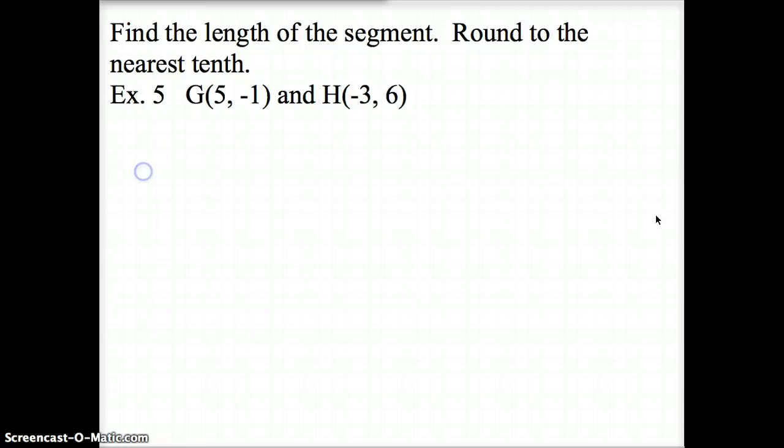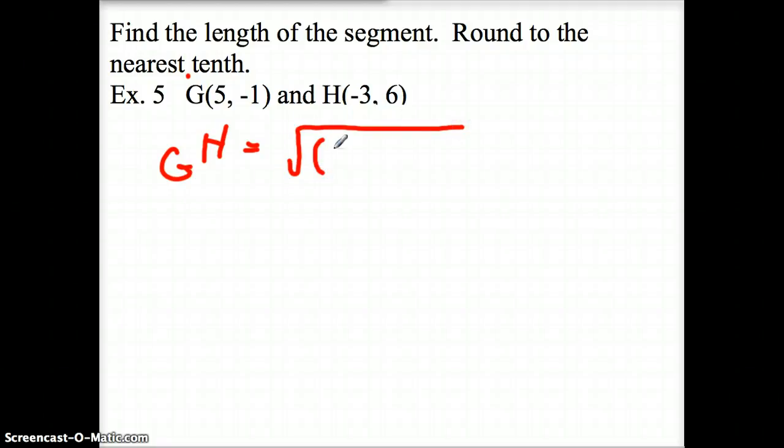So our line segment length for GH is going to be the square root of the difference in our x's squared. So 5 minus -3 squared plus the difference in my y squared. So plus -1 minus 6 squared.